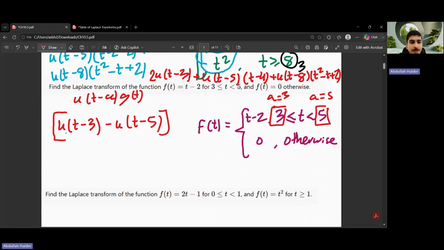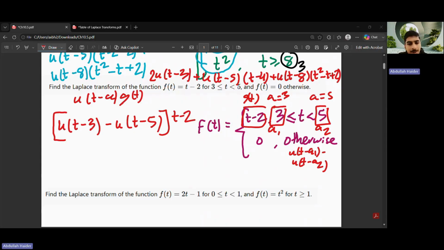So if there's one interval only given by itself, with a1 and a2, you do u(t minus a1) minus u(t minus a2), first minus the second one, and then you multiply by your g of t, which is t minus 2. Okay, so this is our expression.